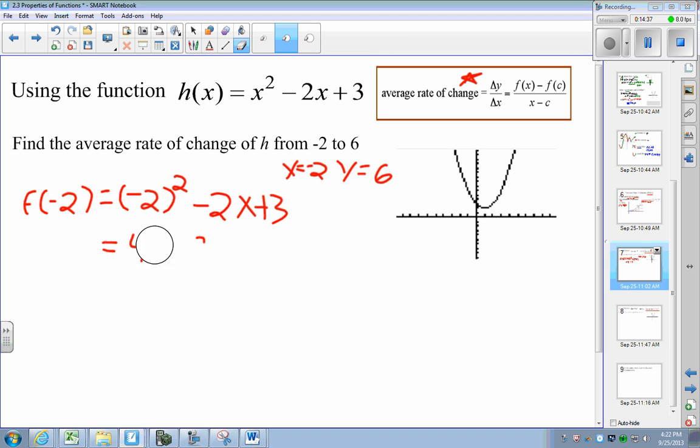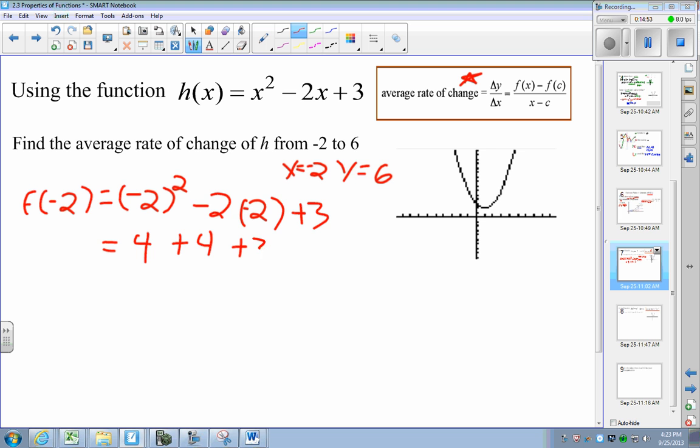Oops, shouldn't be an x right there. And so this is just going to be equal to 11. All right. So that's our f of -2, or f of x.